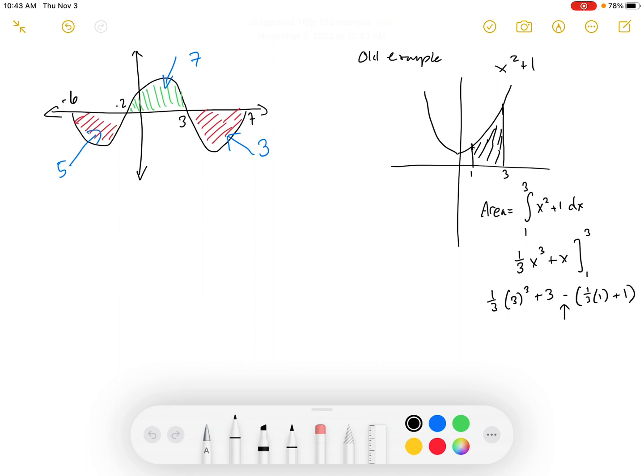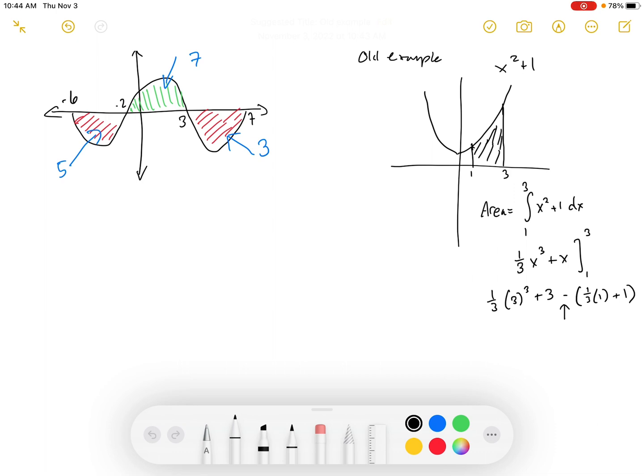My drawing's kind of bad, but we have something that looks like this, right? And we have these areas, and I shaded the ones above the x-axis with green, and the ones below the x-axis with red, because there's two ways we could add up this area. If I were to ask you to add up the area under the curve between -6 and 7, there's two things it could be. It could either be 5 plus 7 plus 3, and we just add up the area.